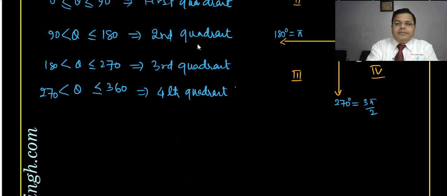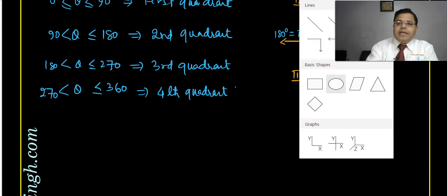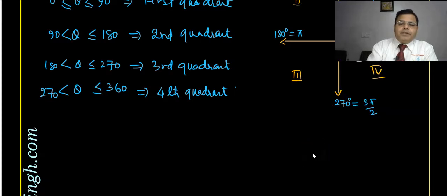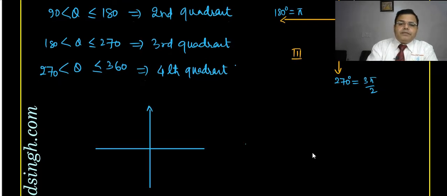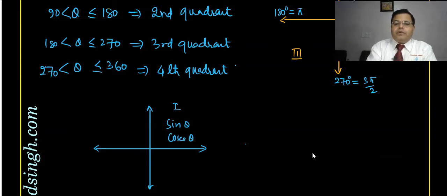Again, let me write it. In the first quadrant, second quadrant, third quadrant, and fourth quadrant, isn't it? So in the first quadrant, sine and its reciprocal, cosec theta, are positive. Sine theta, cosec theta, tan theta, cot theta, sec theta, cosec theta, all are positive. So instead of writing all six, we can say all are positive in this quadrant.